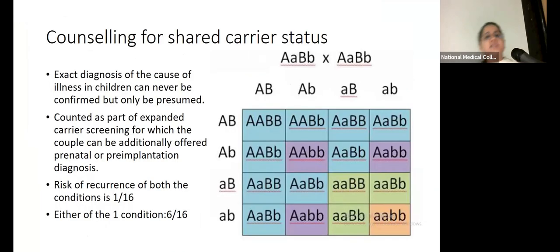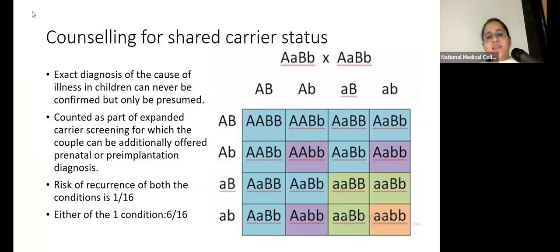So we call this shared carrier status. We tell them that the exact diagnosis of the cause of the illness in the child can never be confirmed. It can only be presumed because these are all recessive conditions. And if the parents are carriers, there is a risk that the child in the next pregnancy may inherit this. This result, apart from the phenotype present in the child, will be counted as part of expanded carrier screening, for which the couple can additionally be offered prenatal or pre-implantation genetic diagnosis.